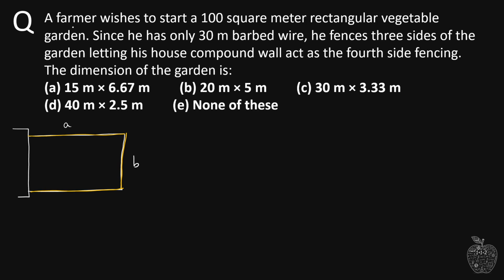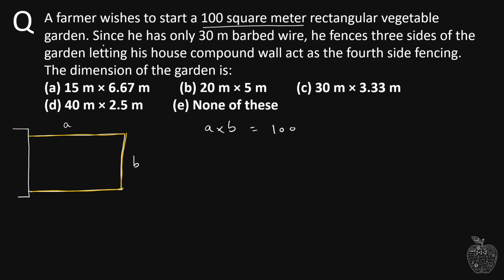A farmer wishes to start a 100 square meter garden. So 100 square meter is the area of the garden. So area is given to us as 100. But area of a rectangle is length into breadth. So A into B is the area. So here A into B is equal to 100.